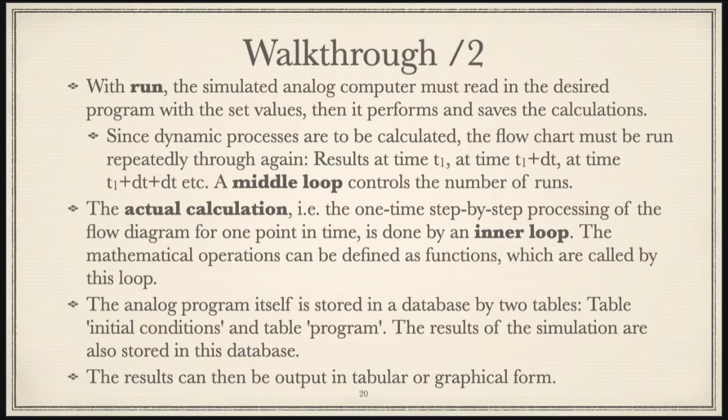The actual calculation, the one-time step-by-step processing of the flow diagram for one point in time is done by an inner loop. The mathematical operations can be defined as functions which are called by this loop. The analog program itself is stored in a database by two tables, table initial conditions and table program. The results of the simulations are also stored in this database in a table with a job name. The results can then be output in tabular or graphical form.